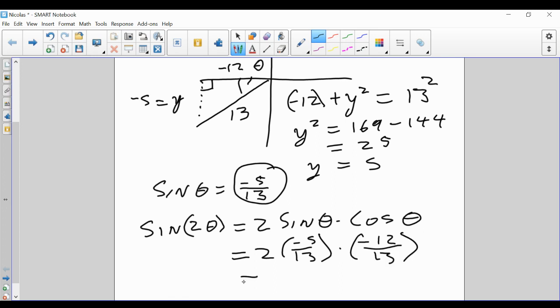So when you do the math on that, you're going to get, I think, 10 times 12, so that's 120 over 169. I hope that helps. That would be your final answer.